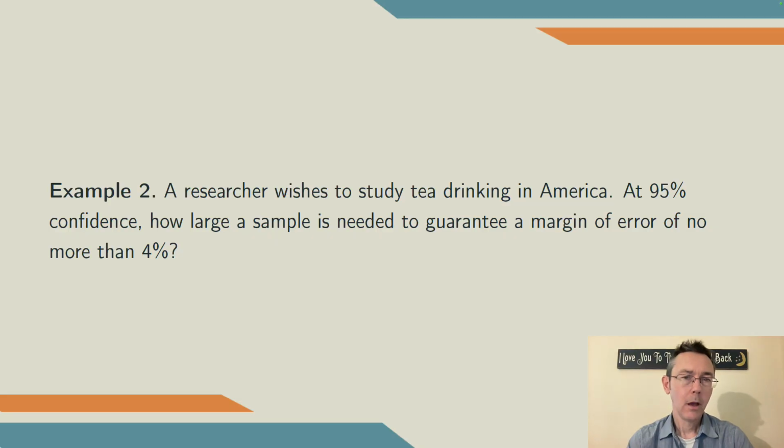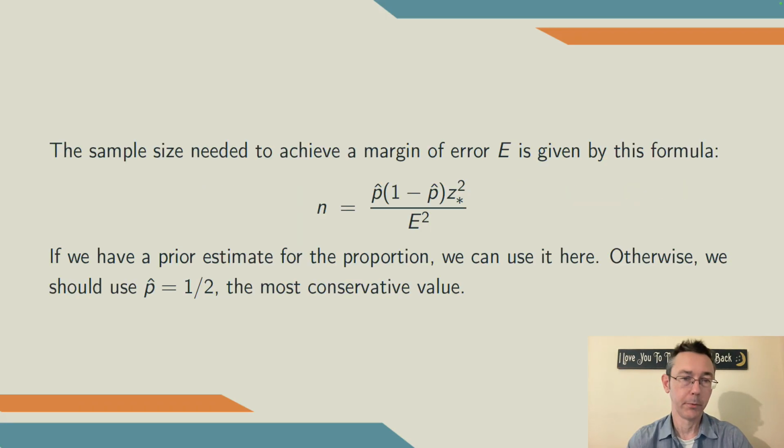Problem 2. A researcher wishes to study tea drinking in America. At 95% confidence, how large a sample is needed to guarantee a margin of error of no more than 4%?